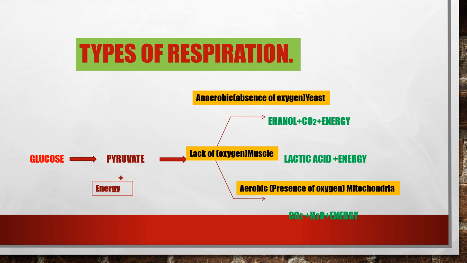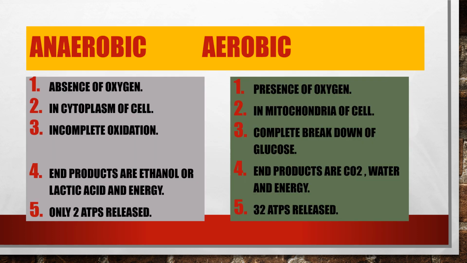Anaerobic respiration takes place in yeast cells with the release of ethanol, carbon dioxide, and energy. If it is taking place in a very active muscle cell in the absence of oxygen or partial supply of oxygen, then it releases lactic acid and energy. If it is taking place in mitochondria, it is called aerobic respiration, and in complete presence of oxygen, it releases carbon dioxide, water, and energy.